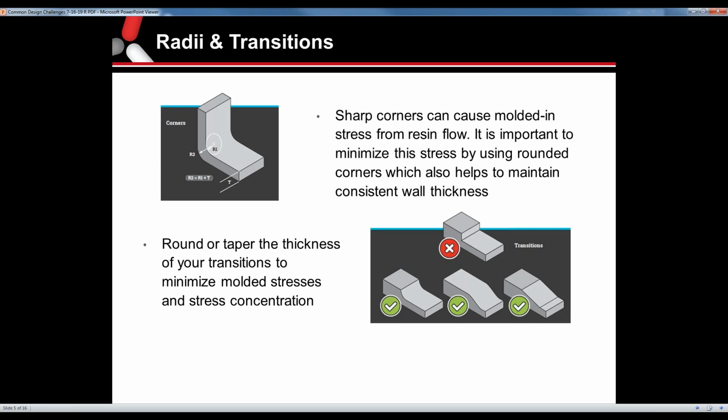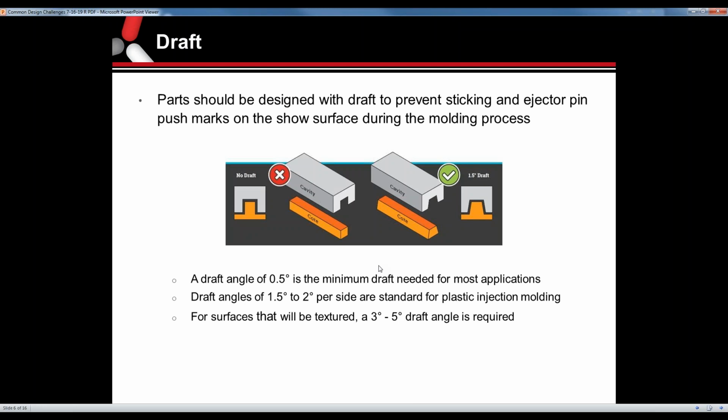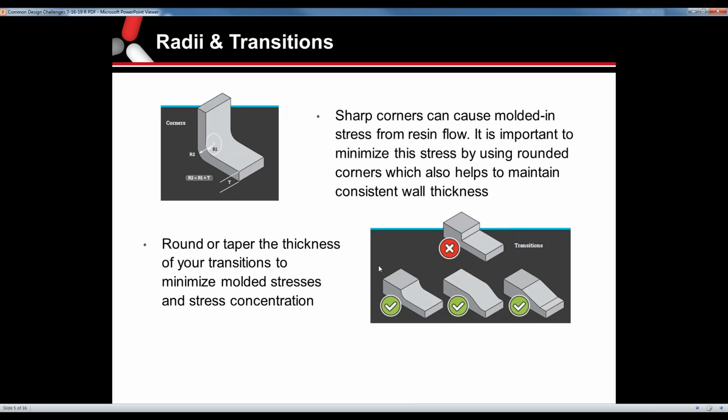If you do have areas where you need to move from a thick section to a thin section or vice versa, you want to practice some of the methods that we've got there. Not a hard stop with a 90, but a gradual shift from thick to thin. Again, this will minimize the molded-in stresses within the part. And that goes for anything, whether it be a rib or a transition. Anytime you can add radius to any of these sharp corners, it will definitely help.